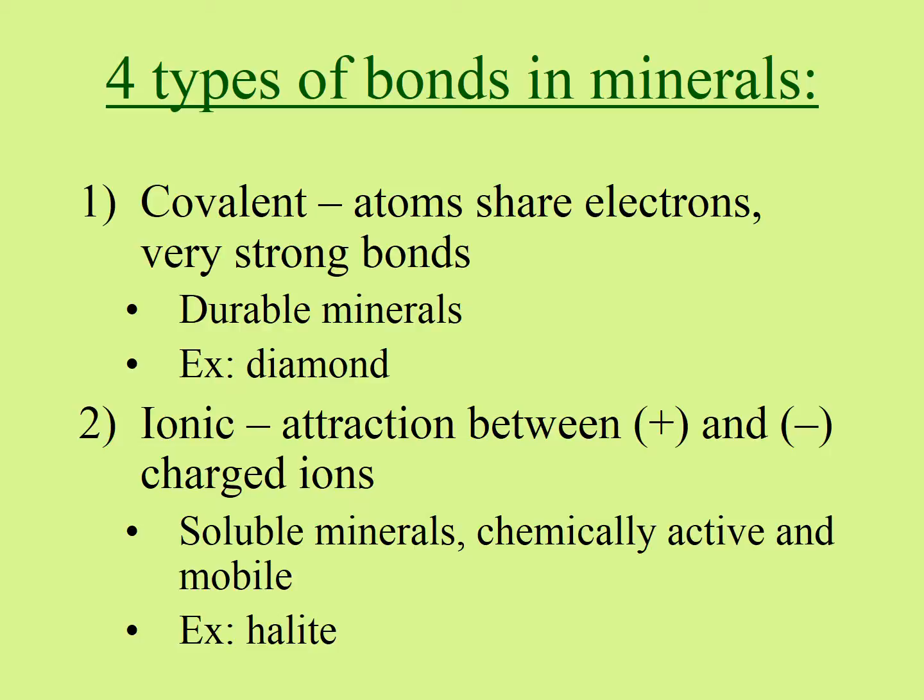Ionic bonds, on the other hand, are an attraction between positive and negatively charged ions, and they sit between each other, and there isn't an electron sharing. The consequence of this would be that the bond is not as strong, so these minerals tend to be soluble or able to be dissolved by water. They're also more chemically active and more mobile. An example of this would be halite. As you know, if salt is exposed to water, it's going to dissolve.